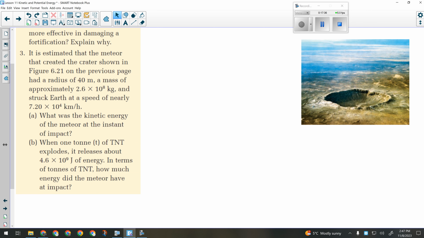So I'd like you to try question number 3. The first part is just calculating the kinetic energy of the meteor. There's only one trick to that. They give you the speed of the meteor in kilometers per hour. You need it in meters per second. The second part is how we measure the damage of things. We measure the damage or the damage potential of things in tons of TNT. So basically, if I detonated this many tons of dynamite, it would do the same amount of damage as that thing. So that's why we measure everything in tons of TNT. So I want you to figure out how many tons of TNT would be needed to make that hole.